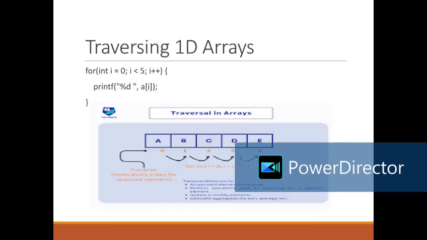Traversing a one-dimensional array means going through each element in the array one by one. This is typically done using a for loop. You can access each element and perform any required operation.